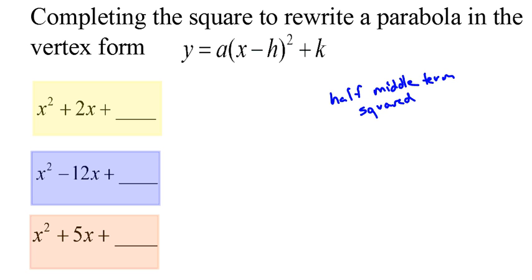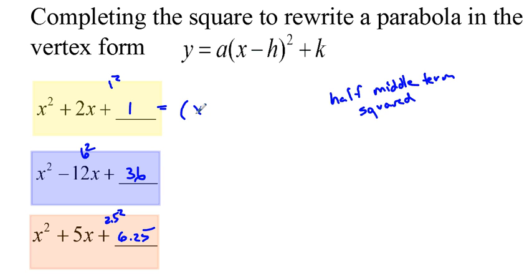All right, so let's do this here. Half of 2 is 1, and 1 squared is 1. Here, half of 12 is 6, and 6 squared is 36. Half of 5 is 2.5, and when I square it, I get 6.25. Now, doing all of that allows me to then factor it.